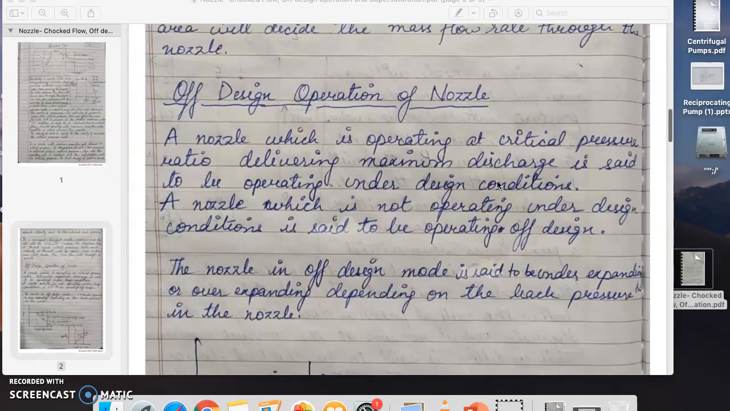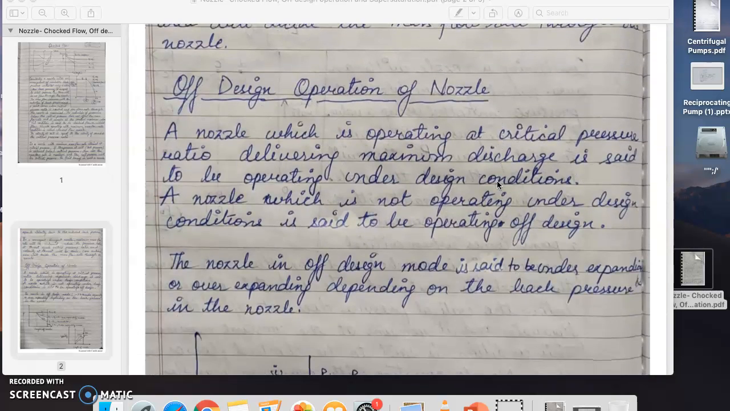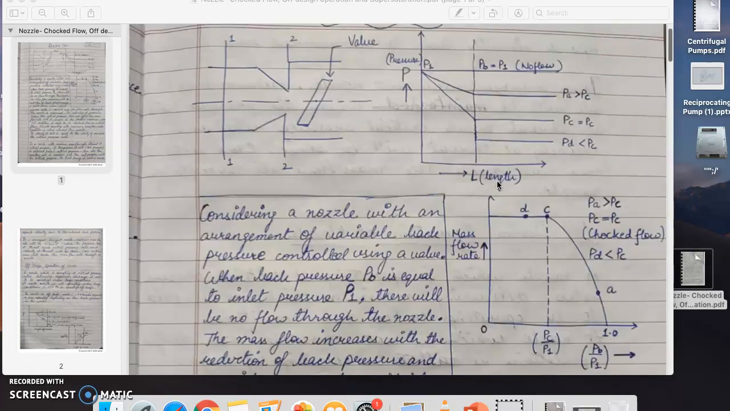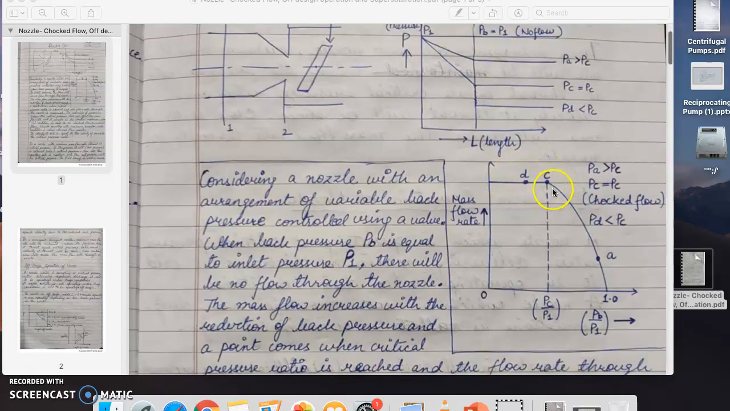Now we are moving on to off design operation of a nozzle. A nozzle which is operating at the critical pressure ratio and which delivers the maximum possible mass flow rate is said to be operating on design. That means the nozzle operating at this point is said to be operating in design. So what is off design operation? This is design operation. At point C, if the nozzle is giving maximum mass flow rate and is also working at the critical pressure ratio, then it is the design nozzle.